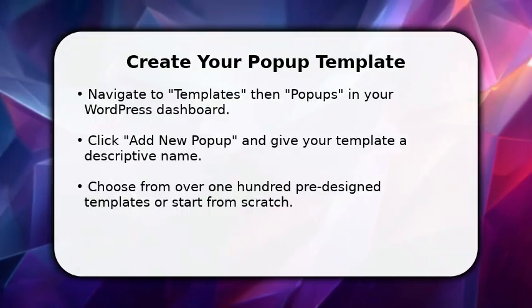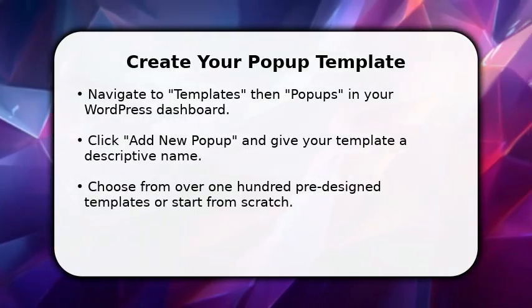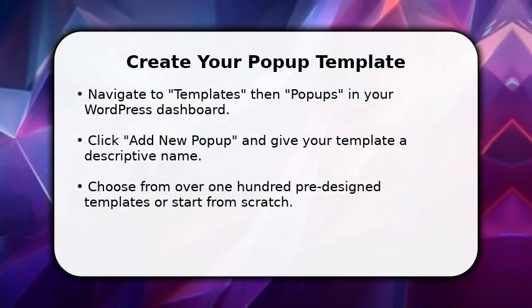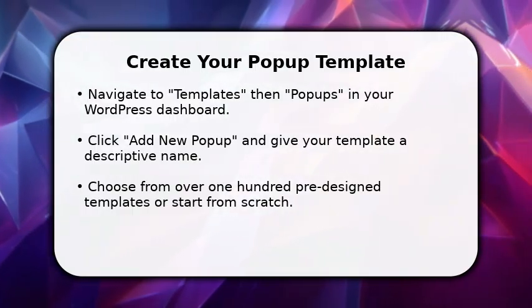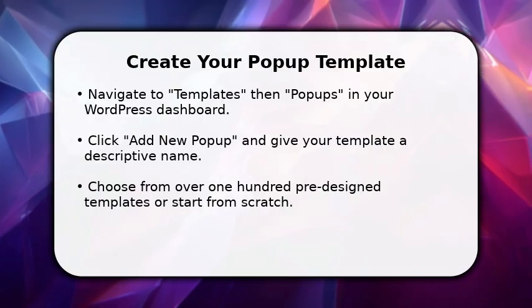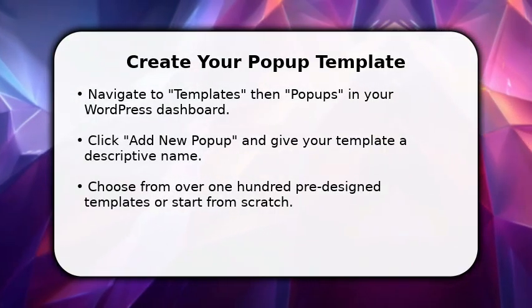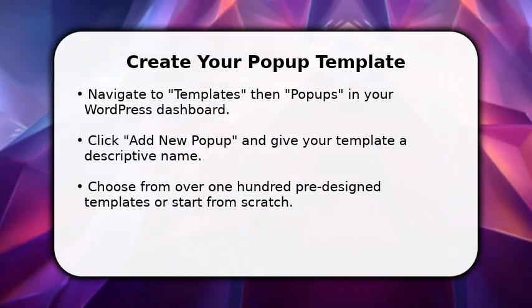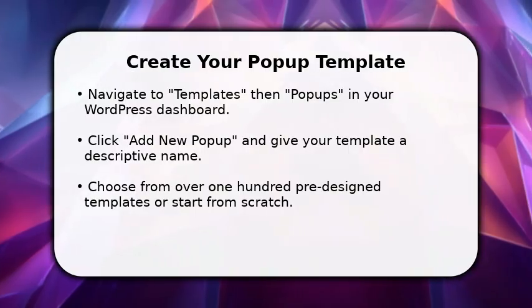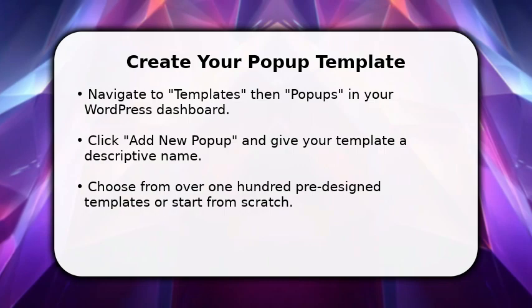In this video, I will show you how to create a pop-up in Elementor. First, access your WordPress dashboard and find Templates, then Pop-ups. Click Add New Pop-up and assign a clear name to your new template. Elementor offers more than 100 pre-designed templates, or you can begin with a blank canvas to build your unique design from the ground up. This initial step sets the foundation for your interactive website element.